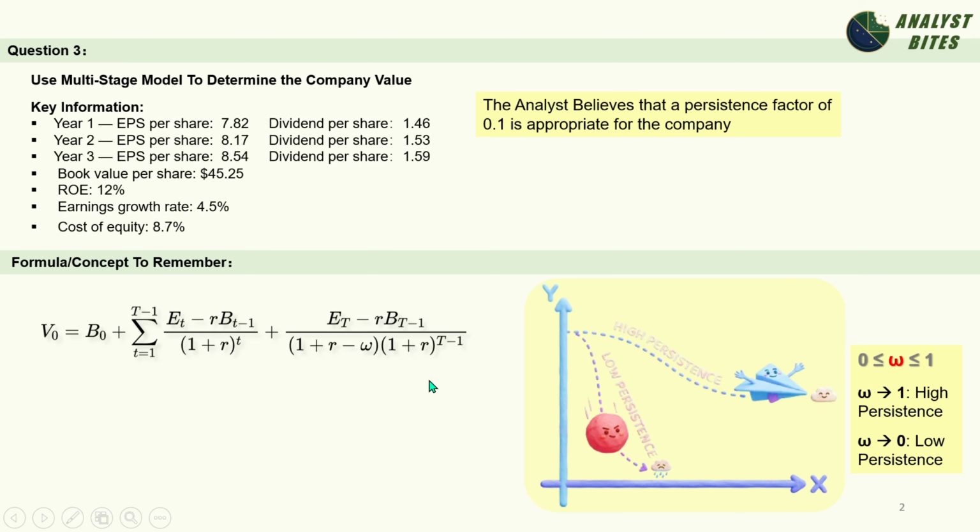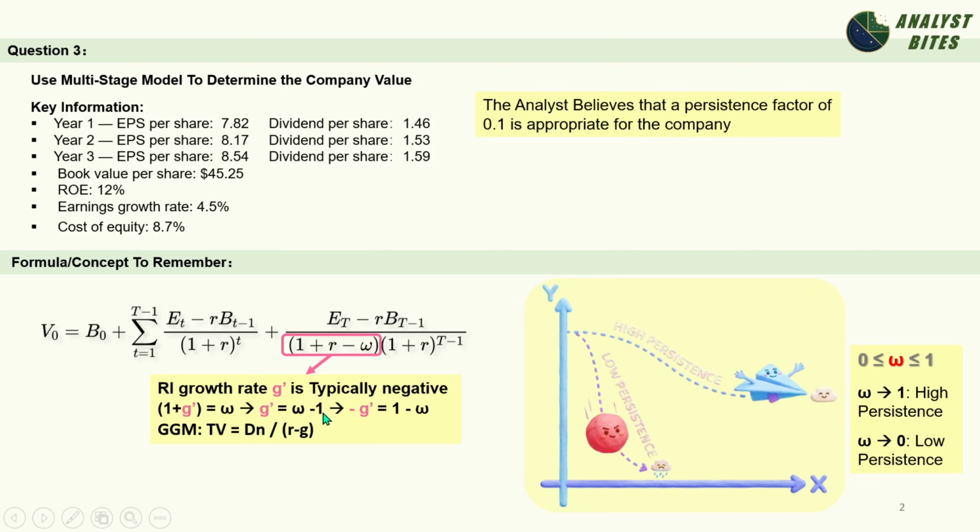Now let's look at the formula. It looks long and scary, right? Don't worry, I have a cheat code to help you remember it. Remember the GGM formula? The bottom part, the denominator, is RE minus G. Here, the growth rate of RI is negative. Let's call this negative growth G prime. We define omega as 1 plus G prime. So if we flip it around, G prime equals omega minus 1.